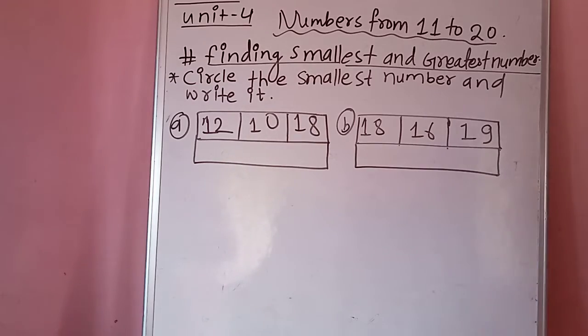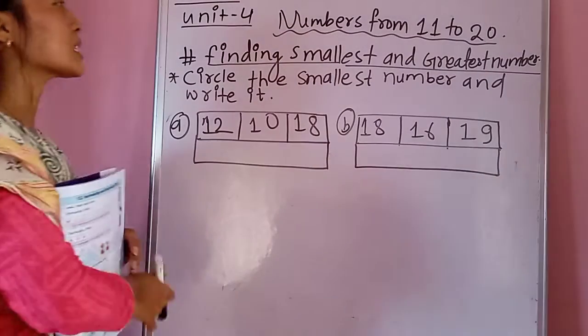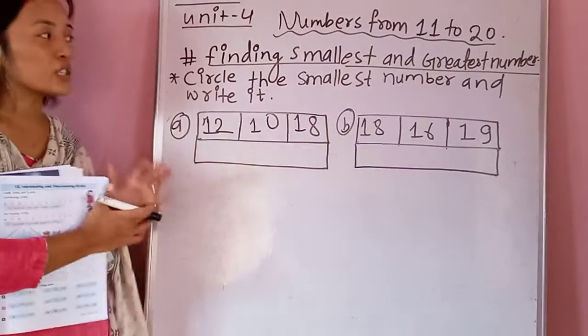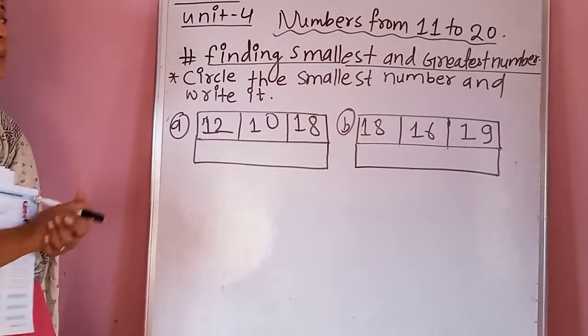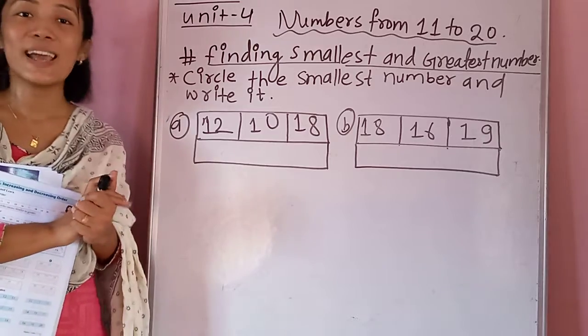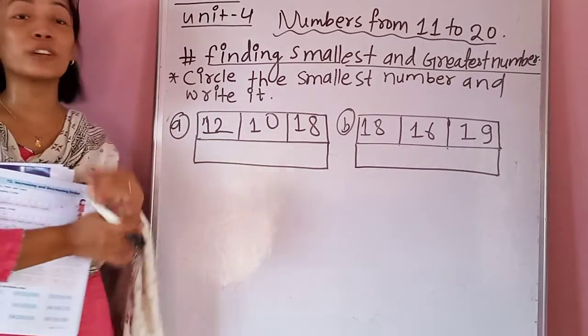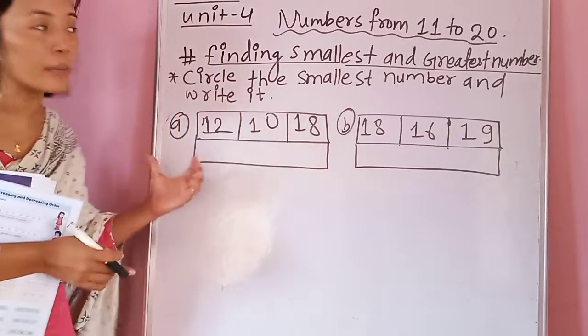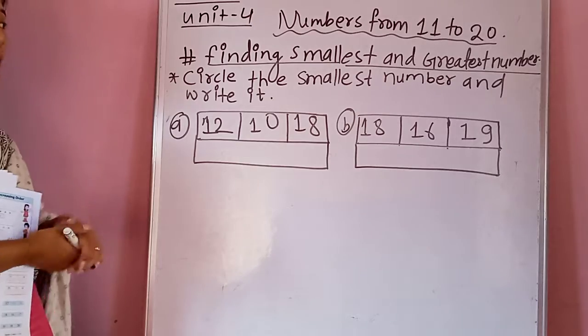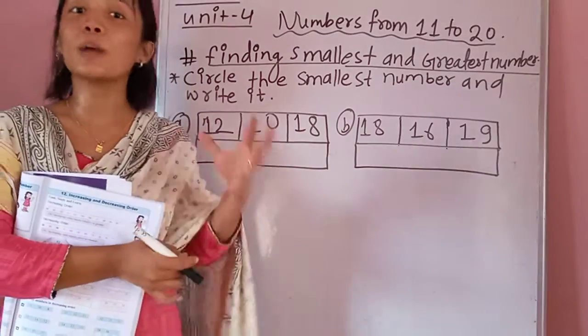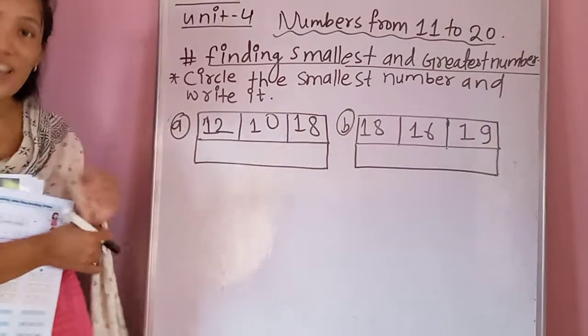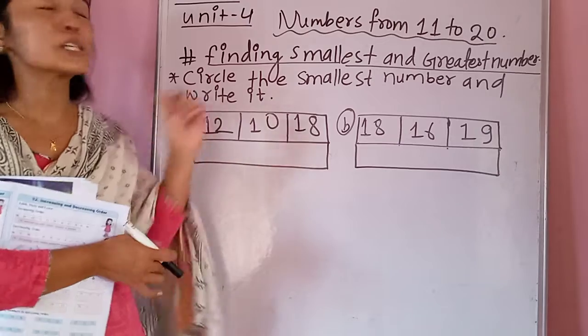After that, here is the next question, that is, circle the smallest number. So this one is also the same, but in this question what you have to do, you have to find out the smallest. In the previous question you had to find out the greatest number, that is sabai bhanda thulo number. But here in this question you have to find out the smallest number, that is sabai bhanda sano number. Okay, you have to circle here the smallest number.